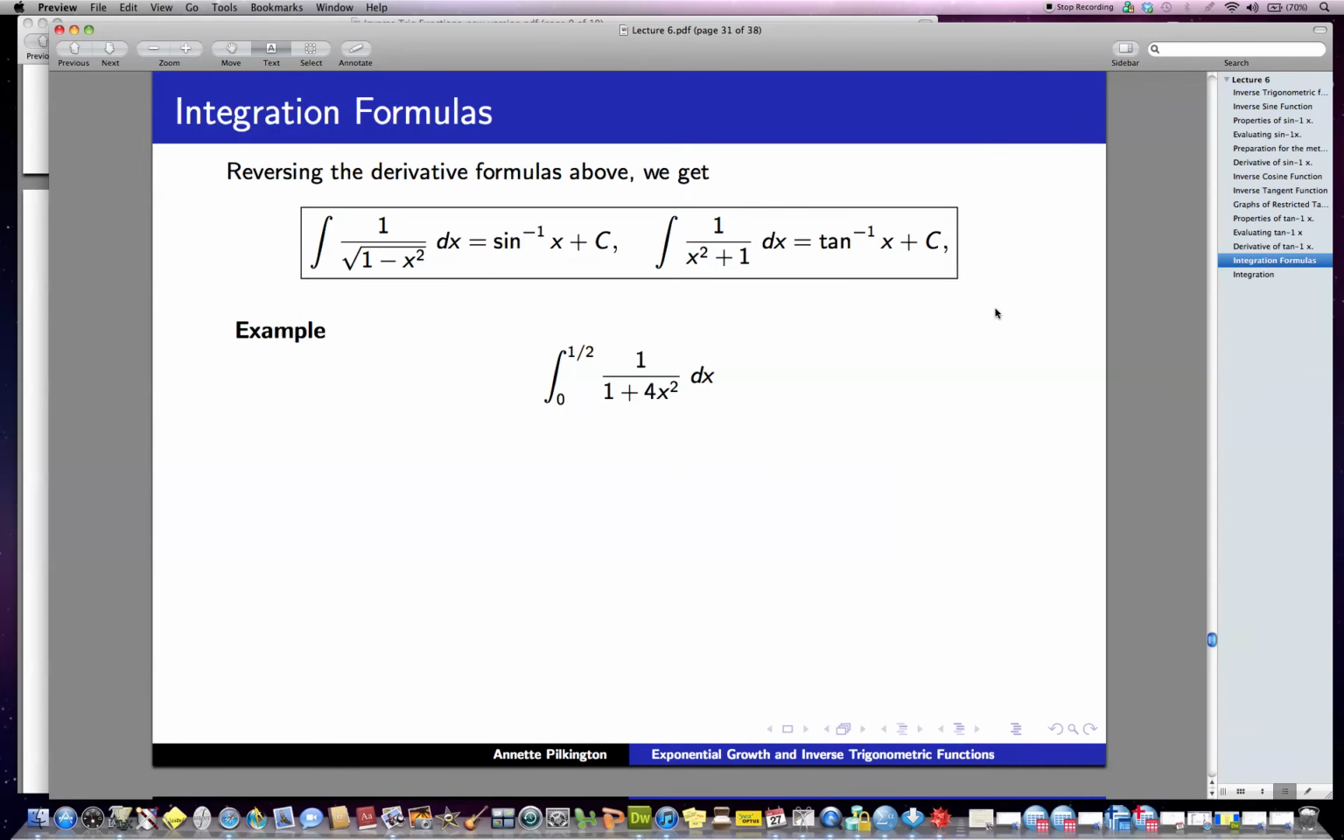And reversing the formulas for the derivatives, we also get two new integrals. The integral of 1 over the square root of 1 minus x squared is sine inverse of x plus a constant, and the integral of 1 over 1 plus x squared is tan inverse of x plus a constant. And of course you can use these along with substitution to calculate more complicated integrals like the one shown.